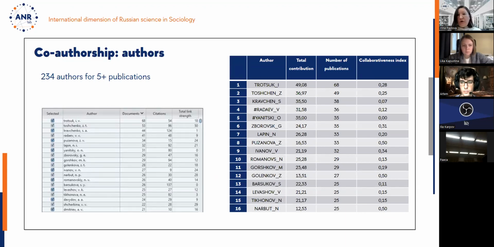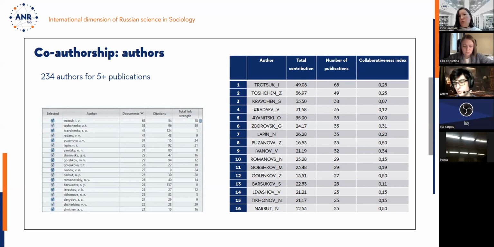Looking at co-authorship for authors, here we have this information from Web of Science and from PAEC. We see the top list of authors, the most productive authors, but what is interesting here? These tables are slightly different in terms of number of publications due to different software used for analysis, but this difference is not significant.